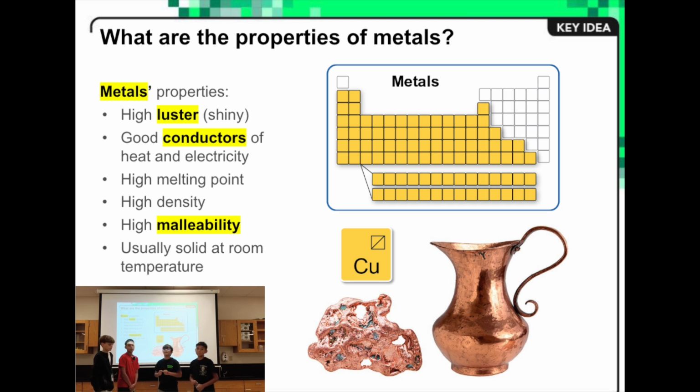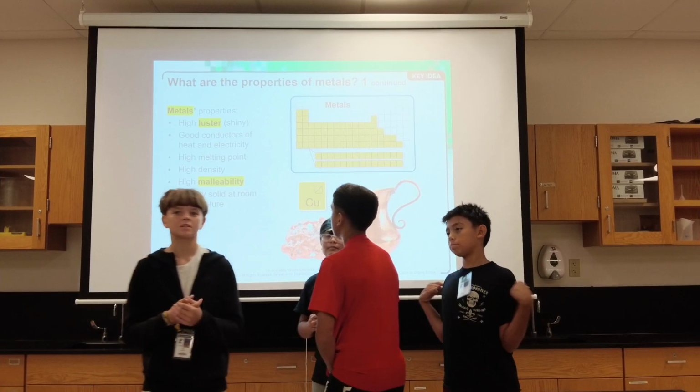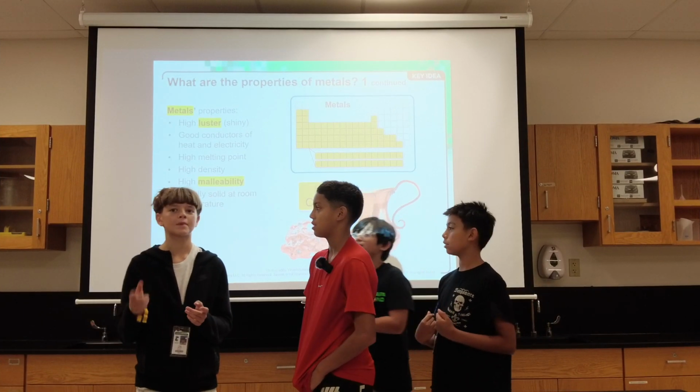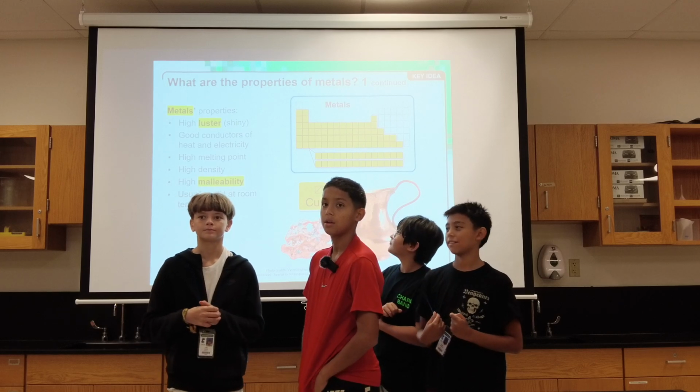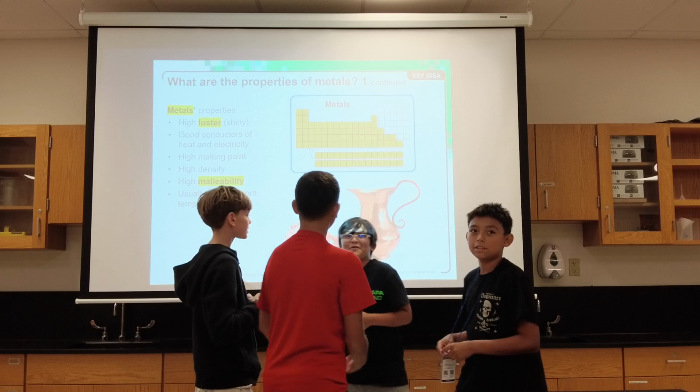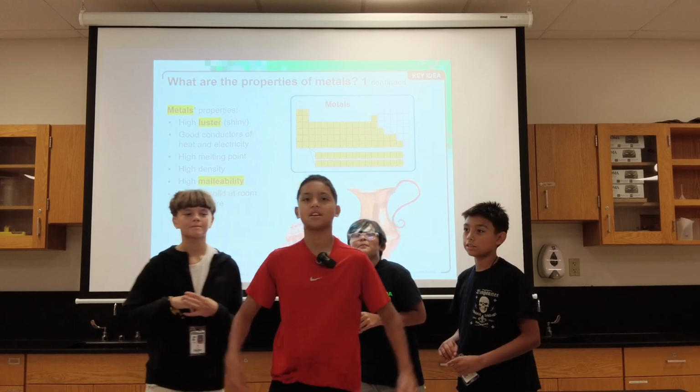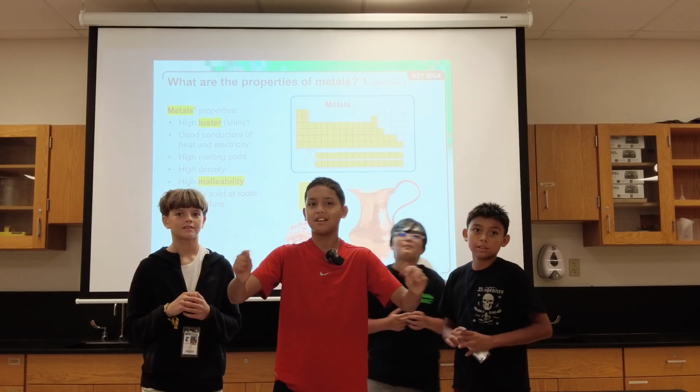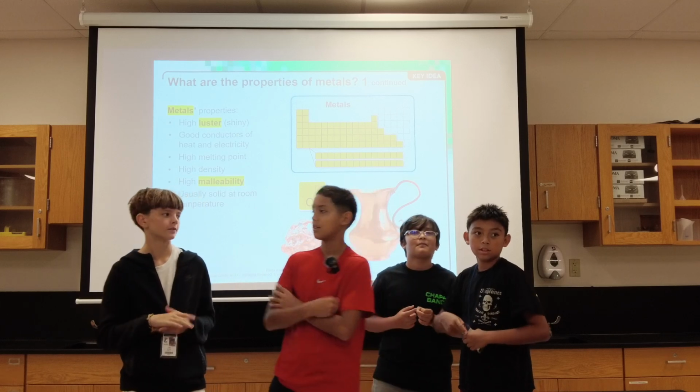Okay, so what does luster mean? Luster means that it's shiny. All right, and what is a good conductor? A good conductor allows heat and electricity to flow through. Good. What does malleability mean? Malleability means the ability of something to bend under pressure. All right, and they're also ductile. What does ductile mean? Ductile means like a wire. It can be drawn into a thin wire. Okay.